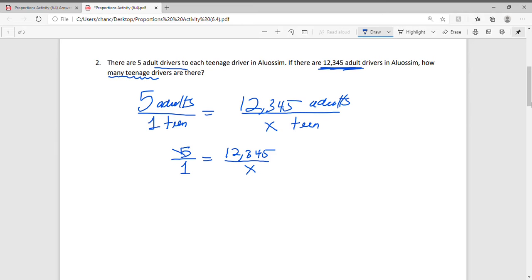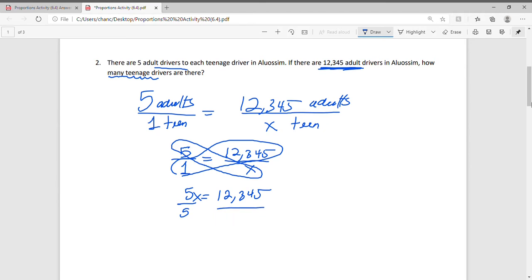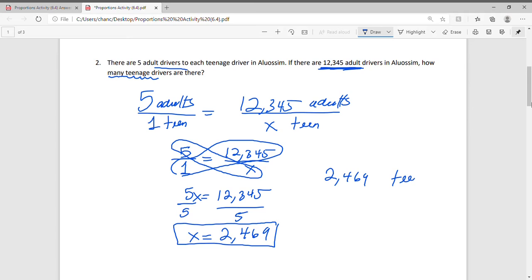Let's find the cross product. 5 times x is 5x. And of course, 1 times 12,345 is 12,345. Let's divide both sides by 5. And we can figure out what x is. X is equivalent to 2,469. So we know there are 2,469 teenagers in this particular city.